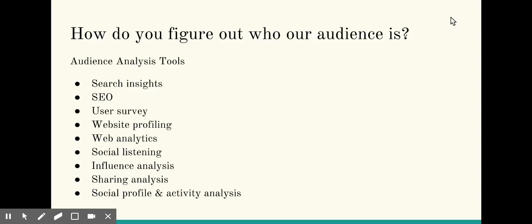And then you've also got social profile and activity analysis. These are things that you can do to a certain extent on Hootsuite, but the idea is to figure out who your users are by location, by language. Maybe you might be looking at people's bios on their Twitter feed and be like, oh, these are the kind of people that tend to like my pages.